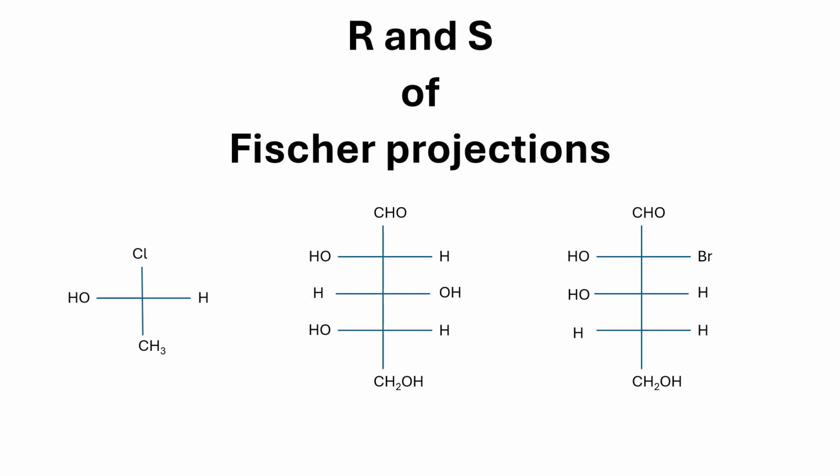Hello guys, today let's learn how to determine the R and S configurations of the chiral centers of a Fischer projection. In the previous lesson, we learned to determine R and S configuration of a tetrahedral chiral center. When it comes to a Fischer projection, these structures contain multiple chiral centers. Let's learn how to find R and S configuration of a given Fischer projection.